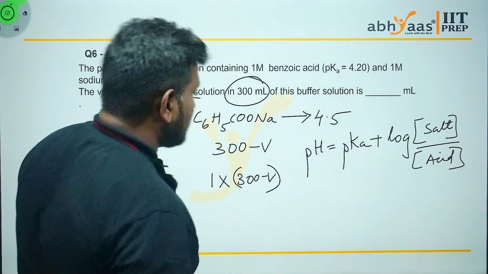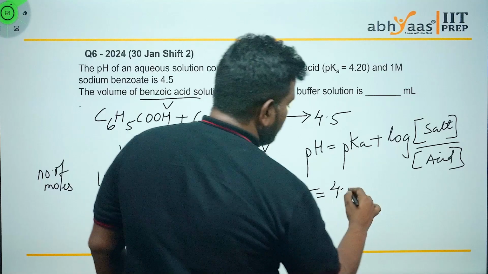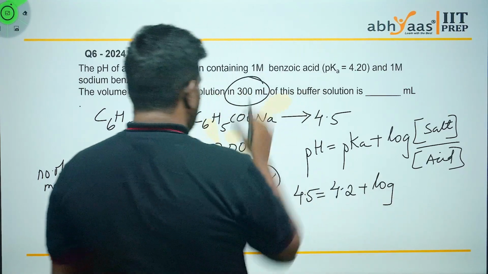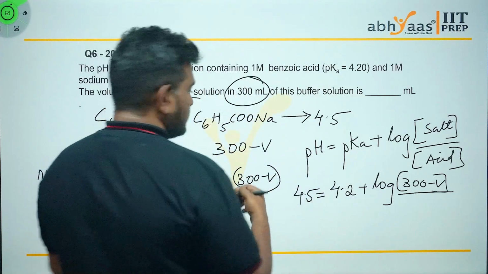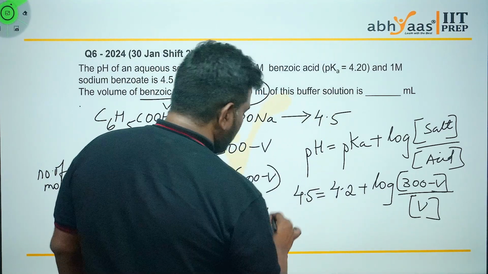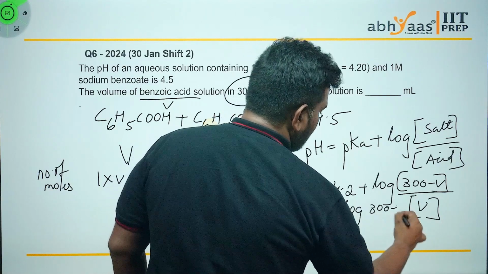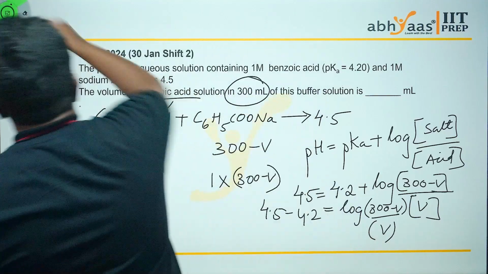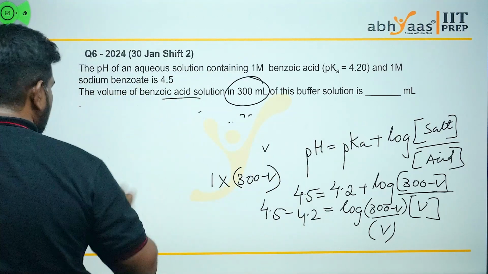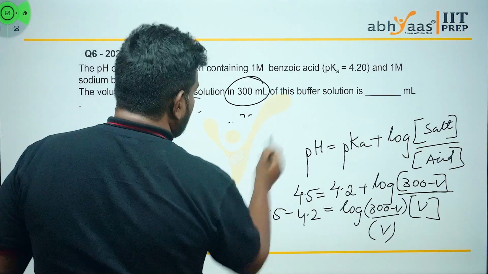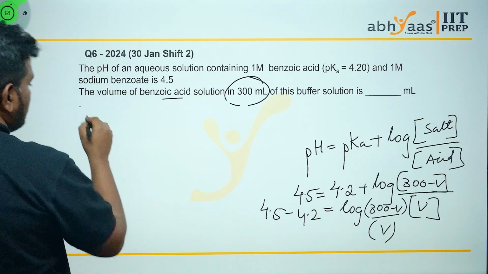Now we have all the values. We will just substitute them. What is pH? It is given as 4.5, equal to pKa, which is given as 4.2, plus log of concentration of salt, which will be 300 minus V. Now we have the acid, which will be V. So 4.5 minus 4.2, I am just bringing this 4.2 to the other side, is equal to log of 300 minus V by V. We know that 4.5 minus 4.2 is 0.3, and we can approximately say this 0.3 as 0.32.